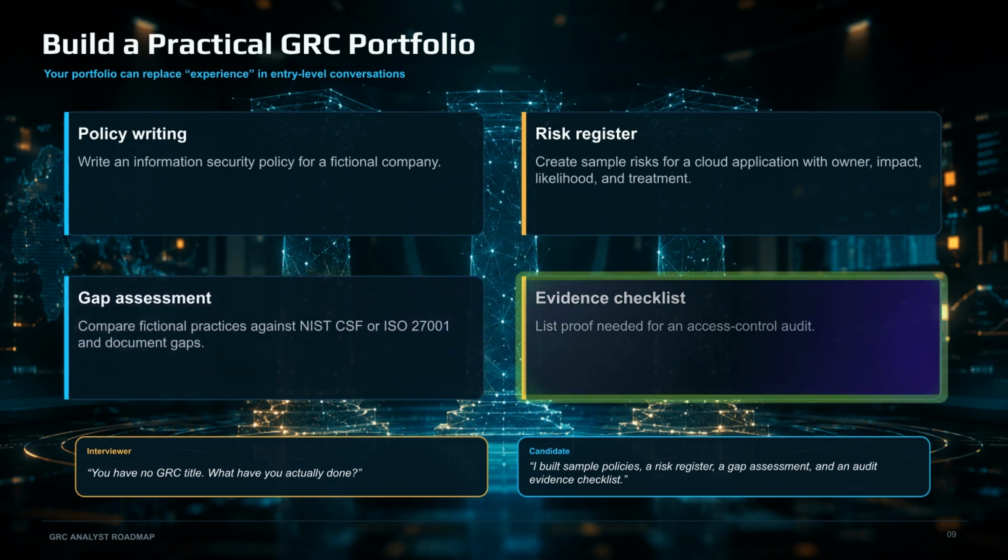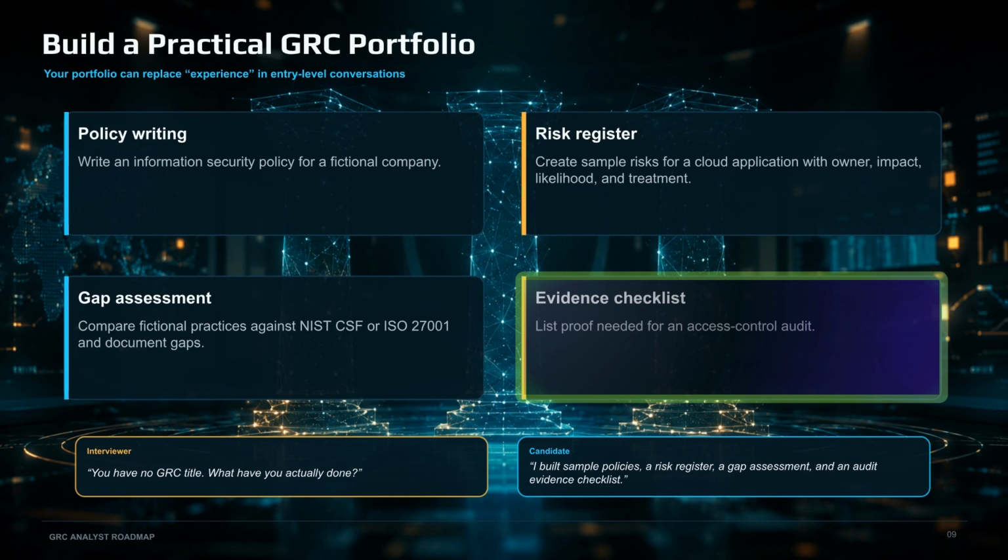The fourth project could be an evidence checklist for an access control audit. The checklist may include user access approvals, current user lists, access review records, account removal tickets, and management sign-off. During an interview, you can then explain, "I created sample policies, a risk register, a framework gap assessment, and an audit evidence checklist." This demonstrates practical understanding without claiming professional experience you do not have.